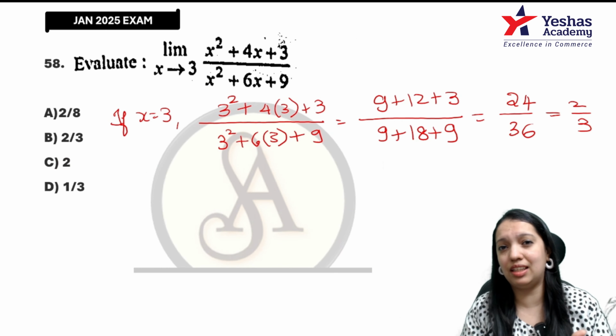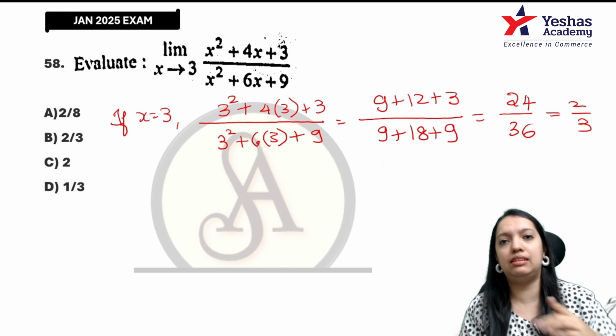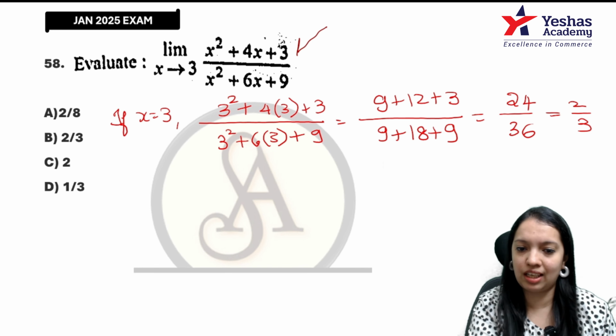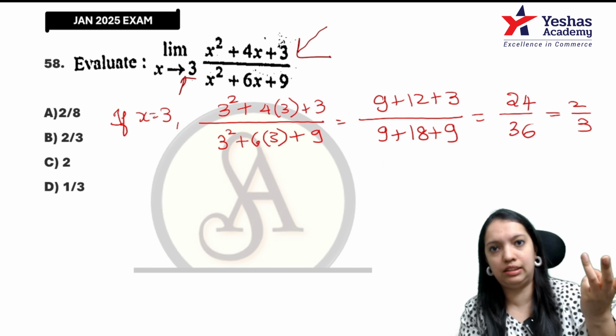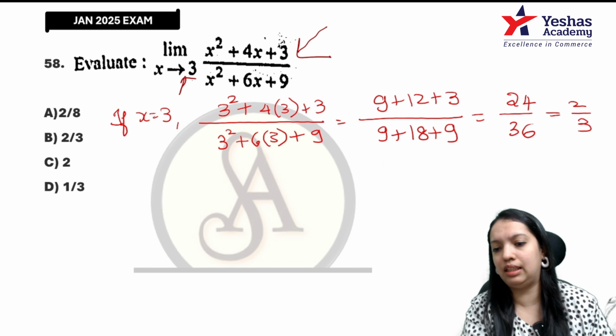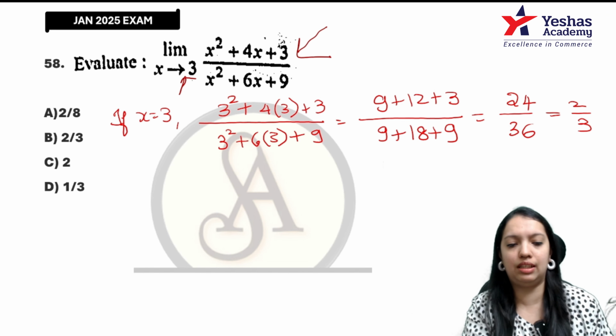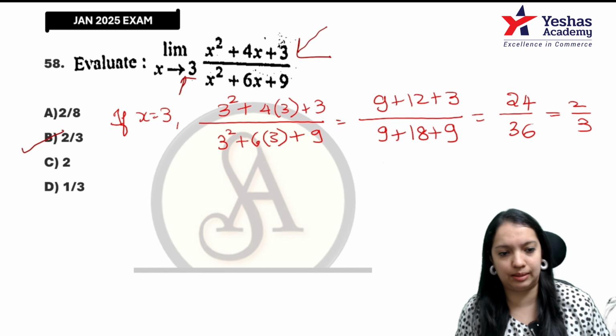Next, this is a very easy question, a limit question. Unless and until the denominator is going to become 0, you will just replace x with the number given over here, 3. So when I replace x value as 3, I am getting the value 24 by 36, which is 12 2s are 12 3s are 2 by 3. Option B is the answer.